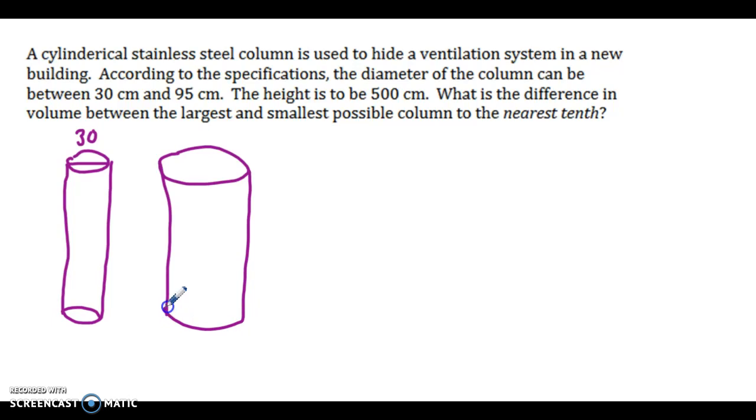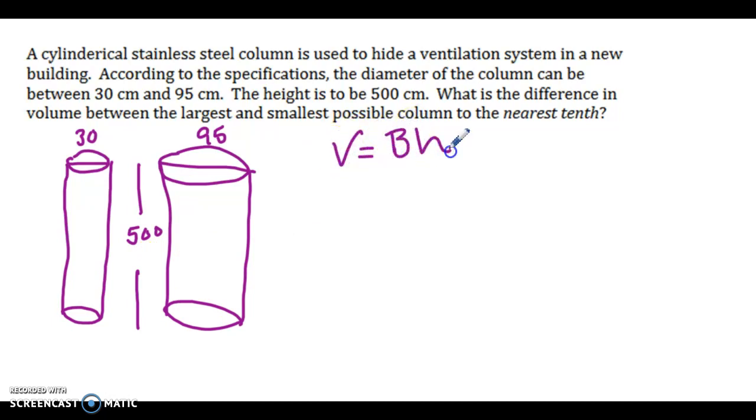And so we're just going to draw two cylinders here, 500 for the height of both, and the diameter over here is 95. So you just need to calculate the volume of each of these. The volume of a cylinder is big B times H, and the base is a circle, so we're really filling in the formula for the area of a circle for big B. So it's pi r squared times H equals the volume, and you're going to do that 2 times.